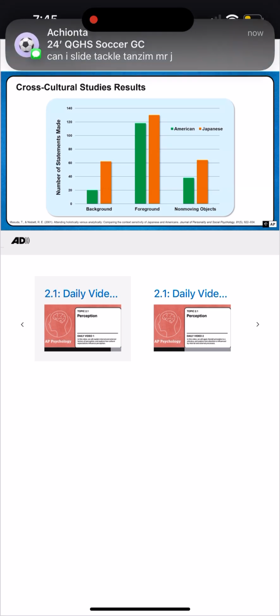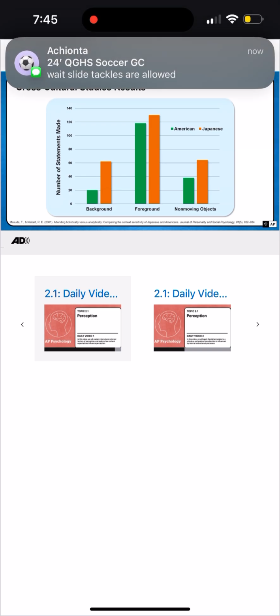Consistent with other cross-cultural findings, the Japanese participants commented more on the background than the American participants, as seen on the left side of this graph. The orange bar is greater than the green bar. The Japanese, on average, also commented more on the non-moving objects, as seen on the right side of the graph. But notice the middle column. There was no significant difference in how much people from each culture commented on the three large fish in the foreground.